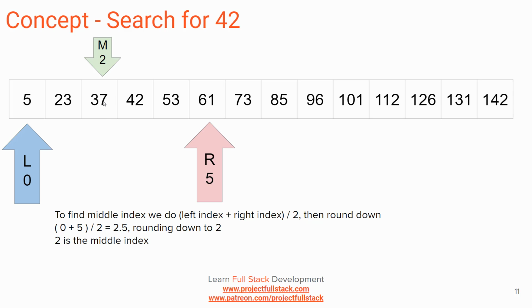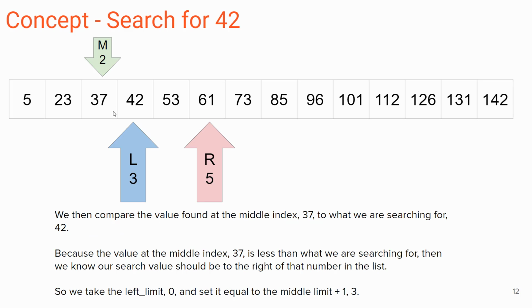We check what's at the middle index. Okay, we check what's in the middle index. We said we found 37 at the middle index. What are we searching for? 42. Well, I know 42 is greater than 37. So I can remove all of these over there because I know it's greater than. We've already removed from what, 73 up? Like that. So now we're left with these three.